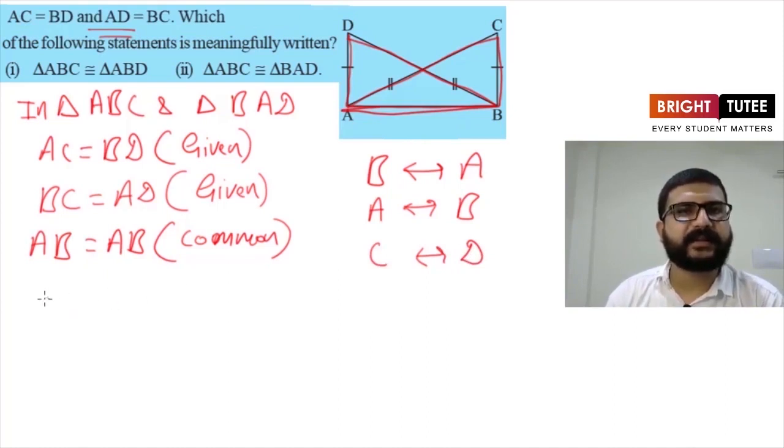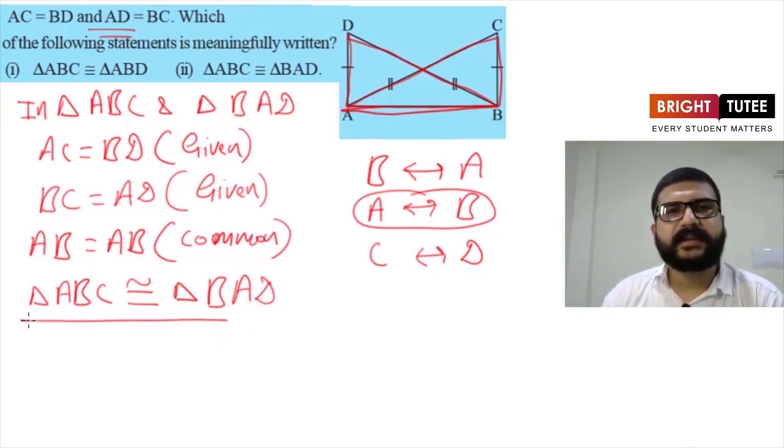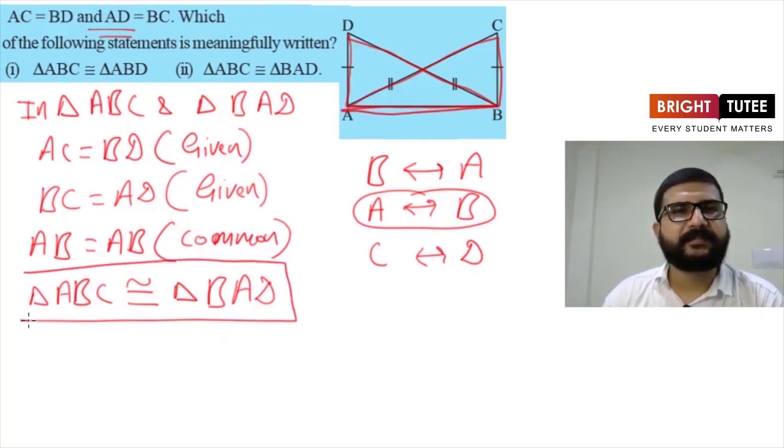Now while writing the relation, we can write it like this. Triangle ABC is congruent to triangle. Now A corresponds to B, as we can see here, so it will be B here, and then B corresponds to A, so it will be BA, and then we will write D. So the correct relation is triangle ABC is congruent to triangle BAD. So it means the second statement here is meaningful.